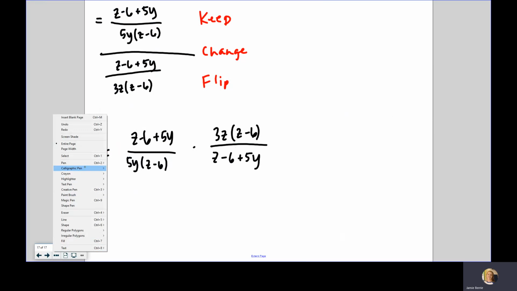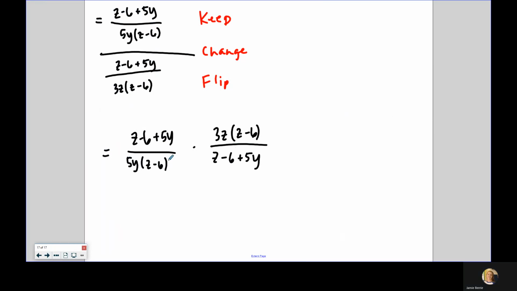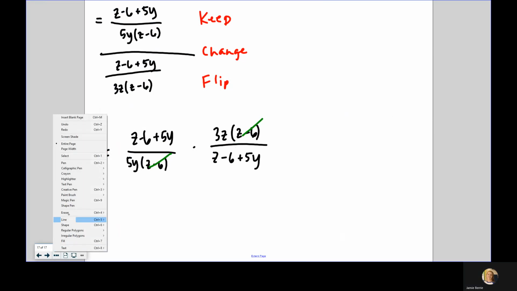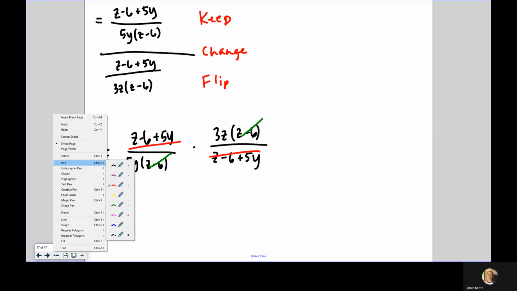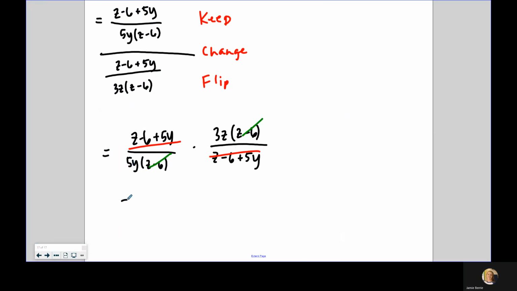All right, so let's cancel any common factors. The z minus 6's cancel. And then, super great for us, this z minus 6 plus 5y, that whole thing cancels. So you're just left with 3z in the numerator and 5y in the denominator. No common factors here, nothing reduces, so you are all done.